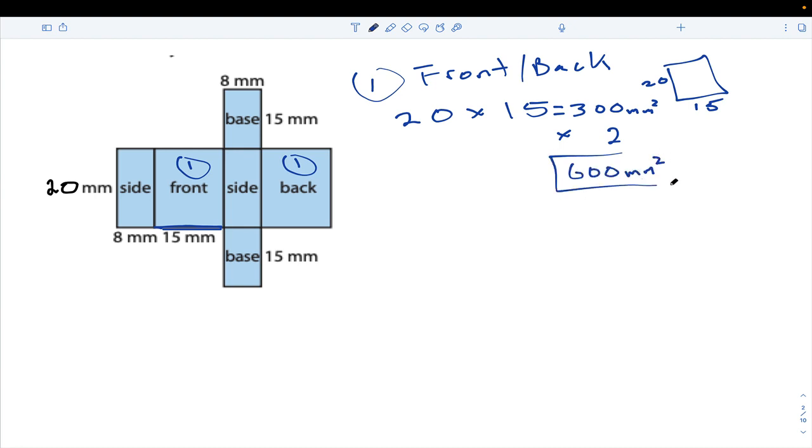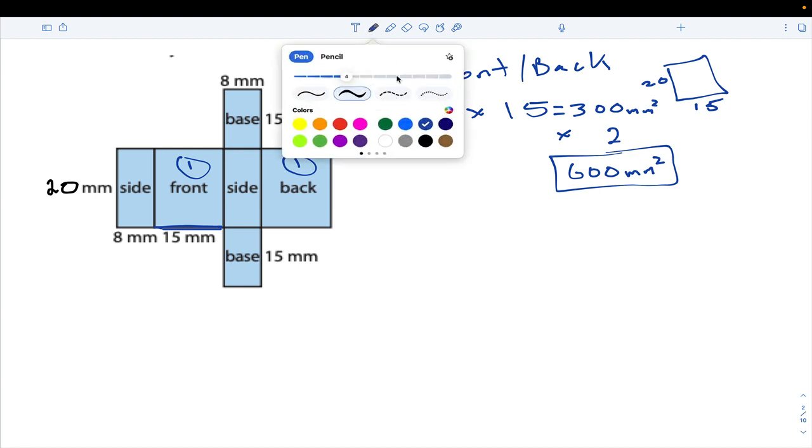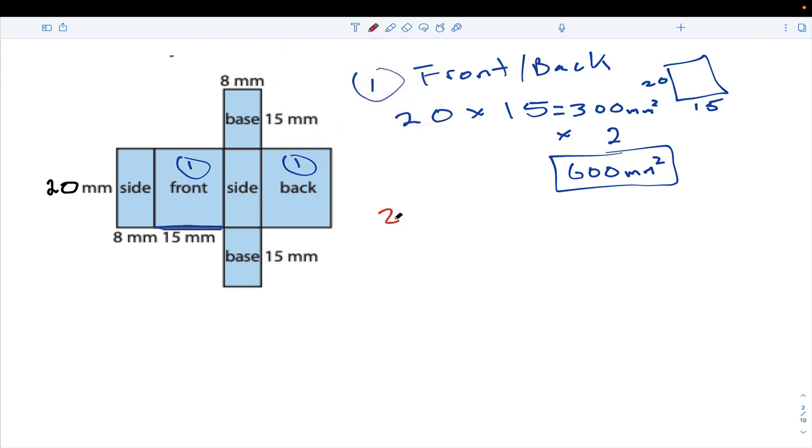600 millimeters squared. Go to a second one. Let's make this one in red. We already did the front and the back. Let's go ahead and do the 2 sides. Here's one side here, and the other side is over here. Label that the side. And what are the side lengths of the side? What is the length and the width of this one, right? 8. Good. 8 times 20, plug it in.